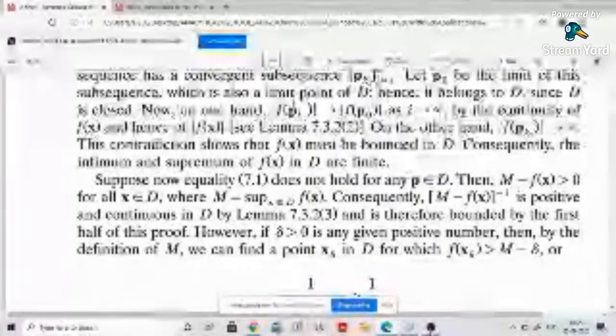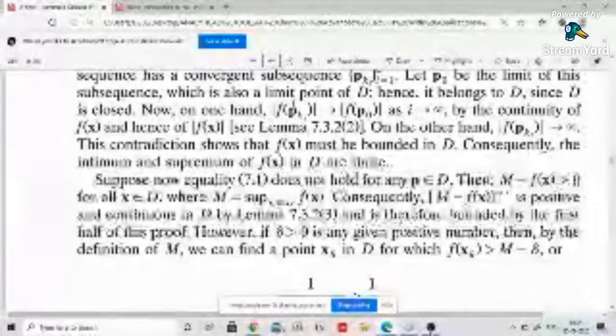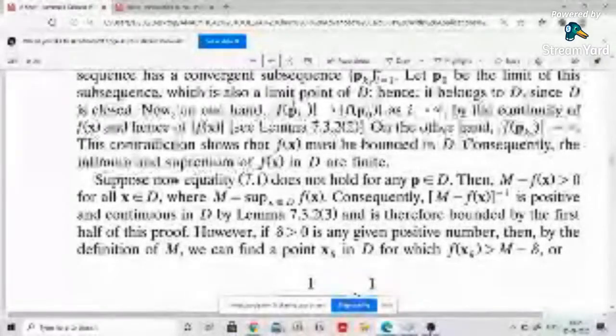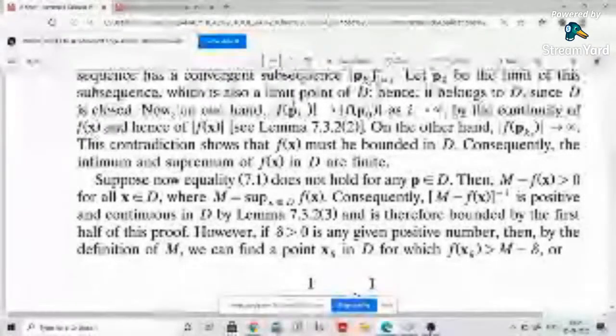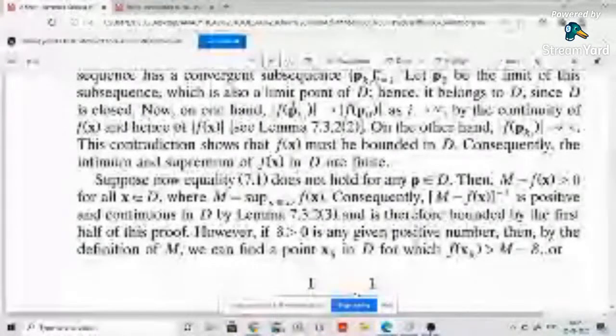So that is a positive value. Consequently, the reciprocal of the positive value is also a positive value. So 1 by M minus f of x is also positive. Moreover, f of x is continuous, which is the preliminary assumption in the theorem. So since f of x is continuous, M minus f of x is continuous, and hence 1 divided by M minus f of x is continuous. So we can say that M minus f of x raised to minus 1 is positive and continuous in D.